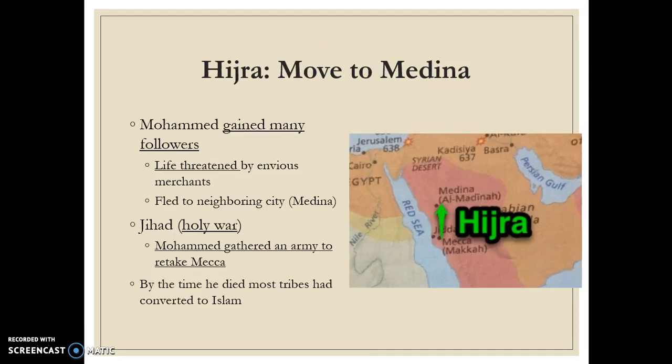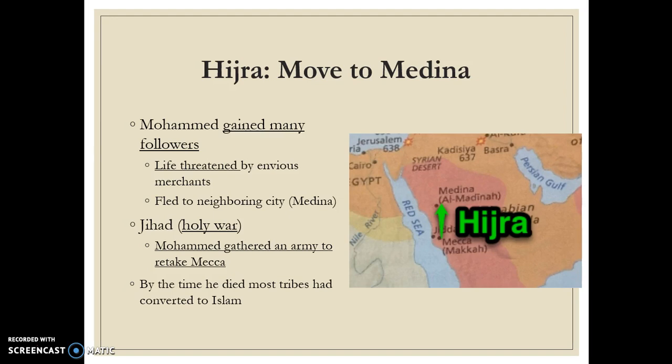So now Muhammad is going to end up moving to a nearby city named Medina. He did gain many followers, and because of his popularity and the jealousy of other merchants, his life was in danger, and so he fled to Medina, which is the neighboring city, and we call that the Hijra.